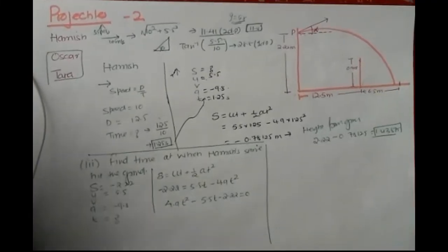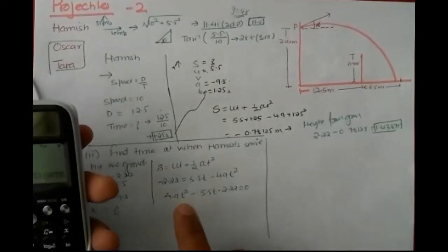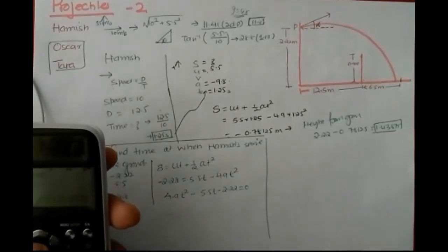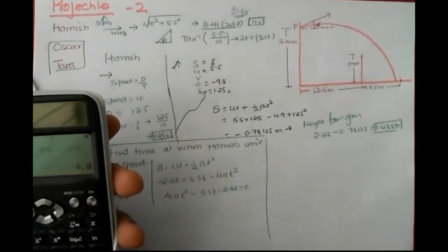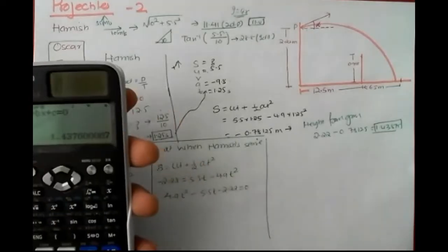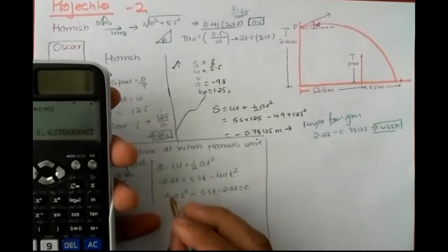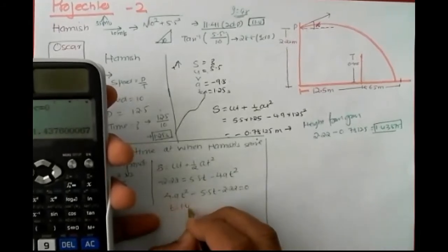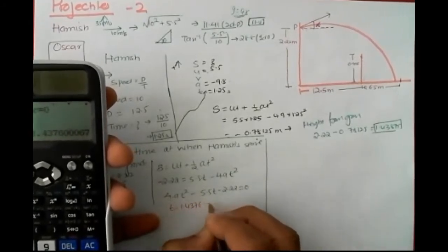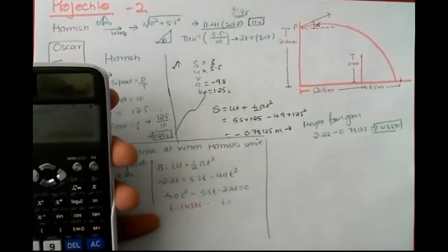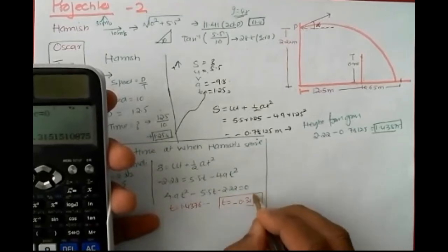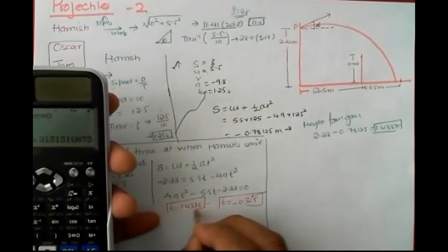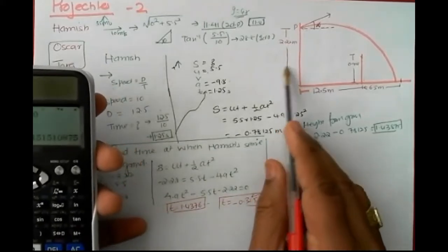All right, guys, so we get to this quadratic equation, which I put in the calculator, and that gives me the answer of T as 1.4376 and T equals minus 0.315, which obviously we'll have to ignore. So this is the time at which Hamish's serve hits the ground.